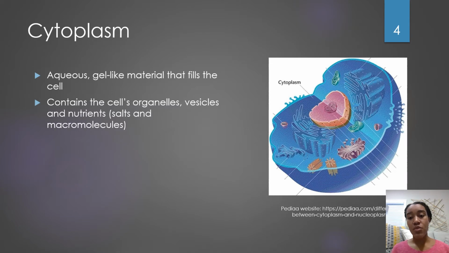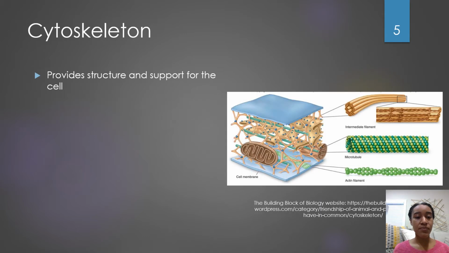Next is the cytoplasm. The cytoplasm is a jelly-like material that fills the cell. So it's not like air or just water that's inside the cell. All of the internal components are suspended within this jelly-like environment, including the organelles, vesicles, and various salts and macromolecules.